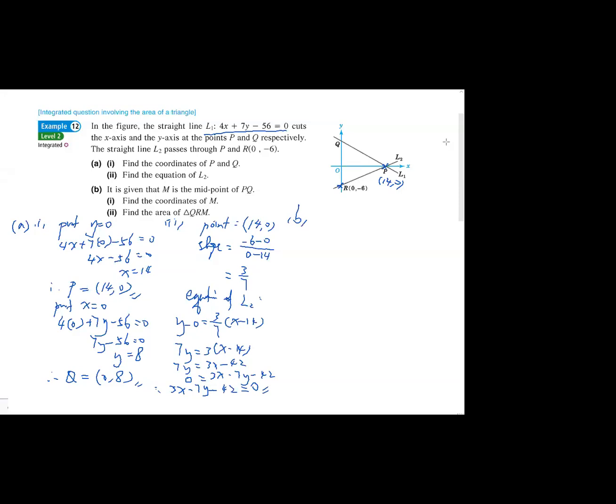So M is the midpoint of PQ. We have the coordinates of P to be 14, 0, and coordinates of Q has also been found to be 0 and 8. Okay, M is the midpoint of PQ.